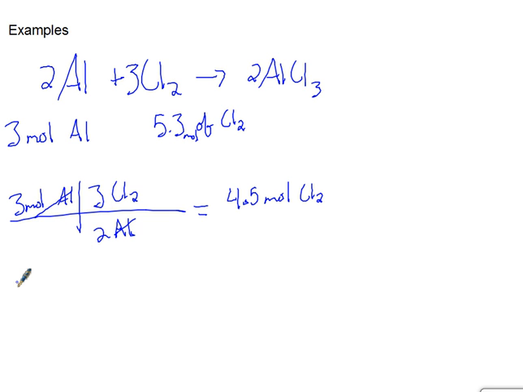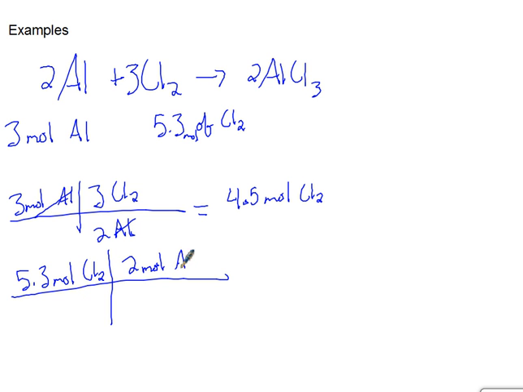With chlorine now, if I have 5.3 moles of chlorine, how many moles of aluminum will I need to completely react that? Well, let's see. My ratio is 2 to 3, so I know I need 2 moles of aluminum per every 3 moles of chlorine. My moles of chlorine will cancel out, and this will leave me with 3.5 moles of aluminum.